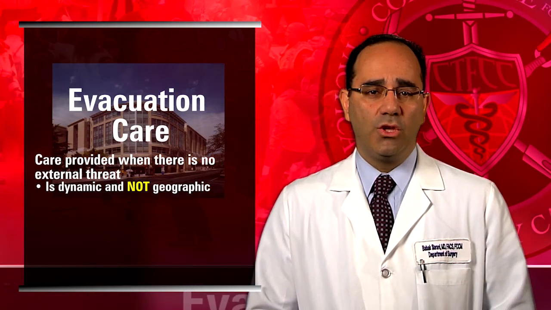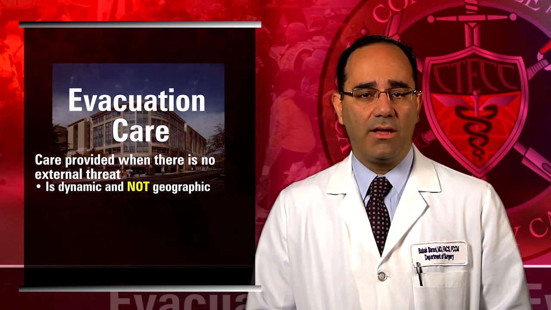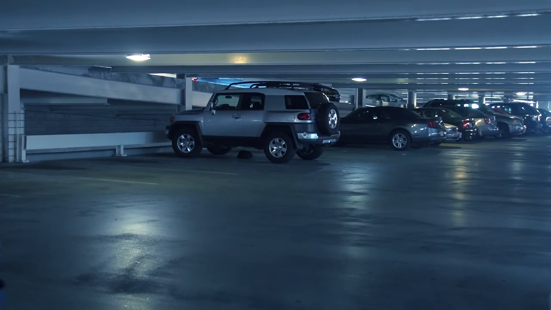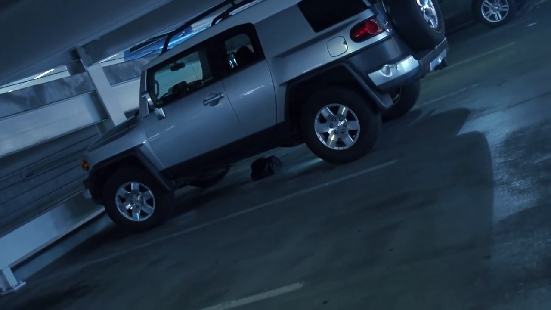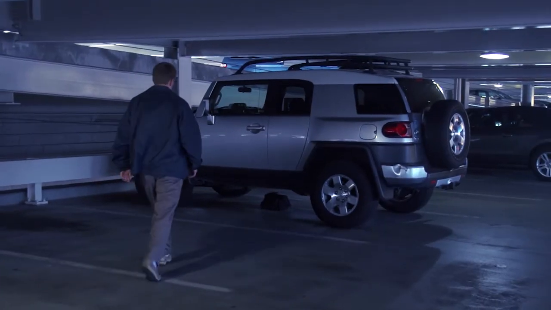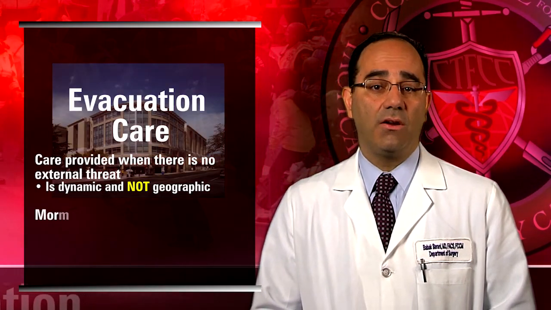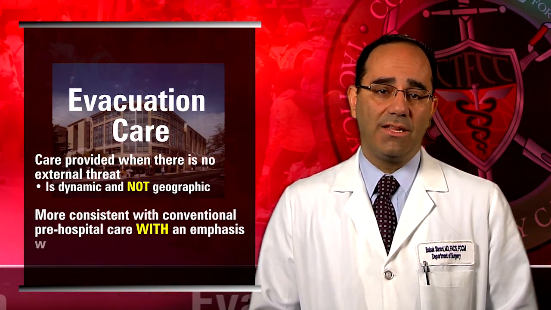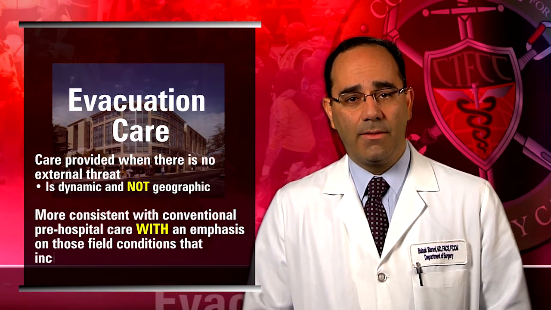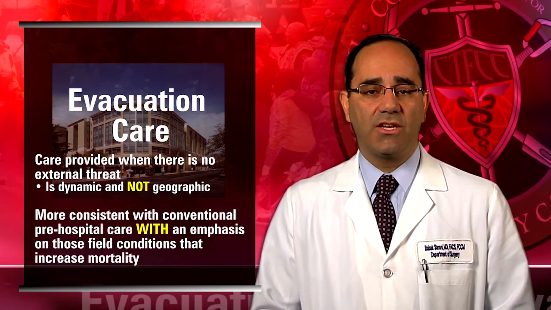For example, you may be operating in a casualty collection point or triage treatment corridor in a parking lot outside of a building where a mass killing event has occurred, an area which you consider to be no threat, and therefore evacuation care phase, when you realize that one of the cars in the lot is actually a vehicle-borne IED. You have just moved from evacuation care back into direct or indirect threat, depending on how you perceive the threat. Remember, the threat is dynamic, not geographic. Again, to be in an evacuation care phase, there must be no perceived external threat.